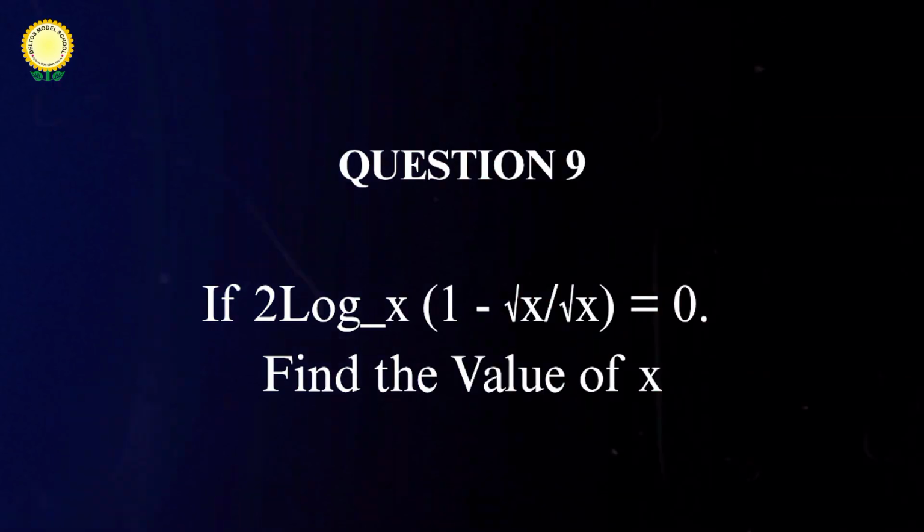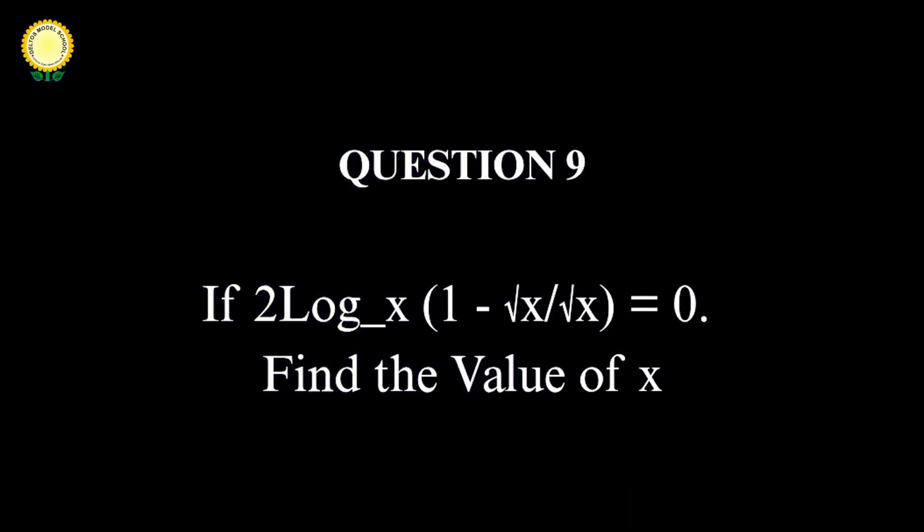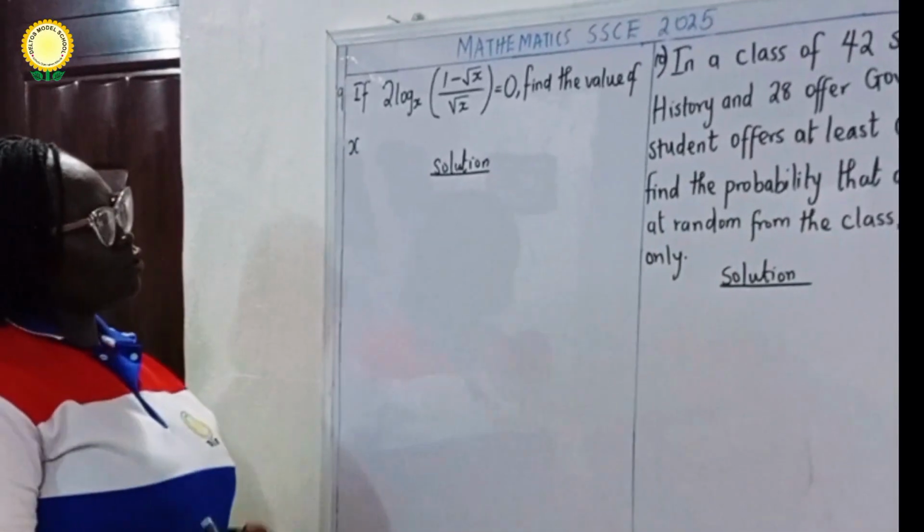Question 9. If 2 log of this expression, (1 minus square root of x) over square root of x, to base 10 and to base x equals 0, find the value of x. So this is logarithm. What do you do?